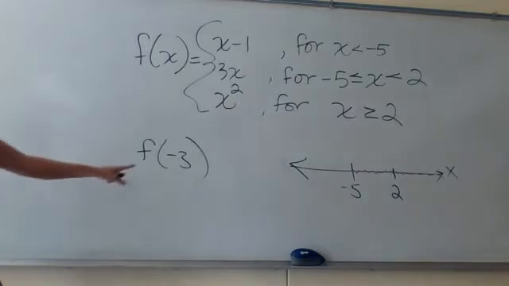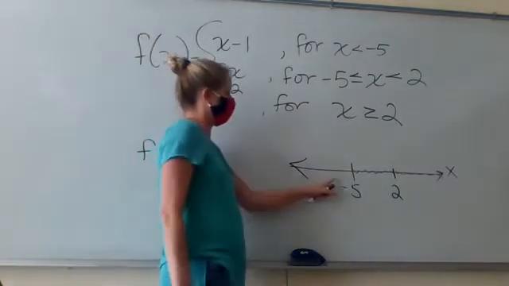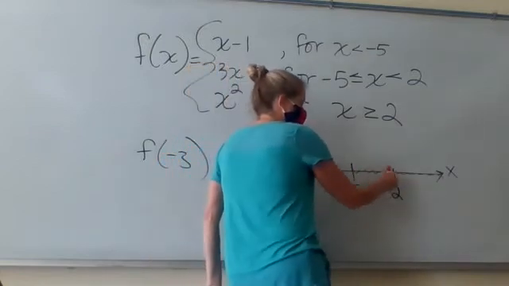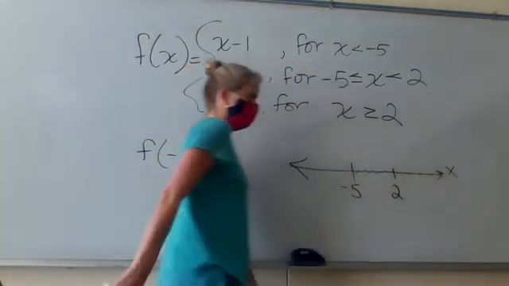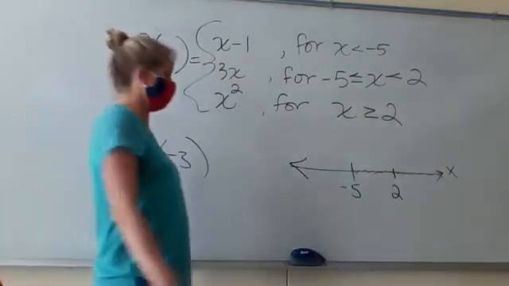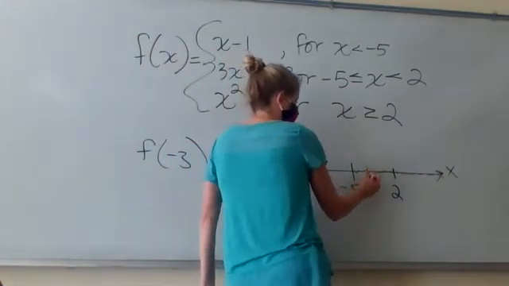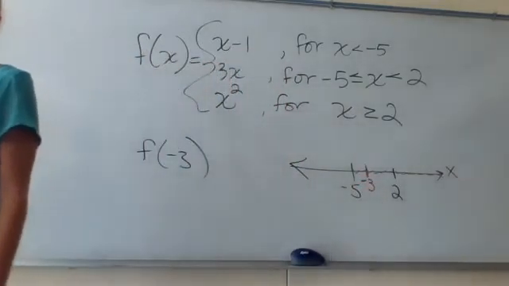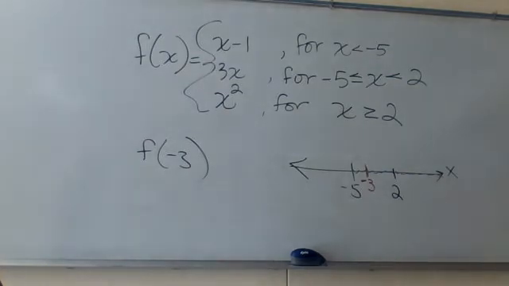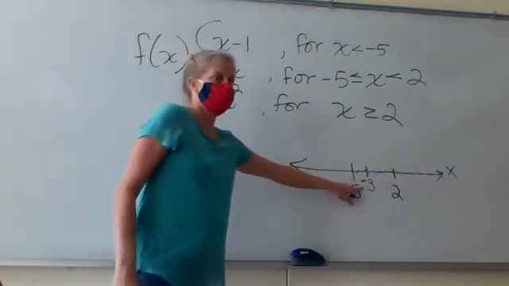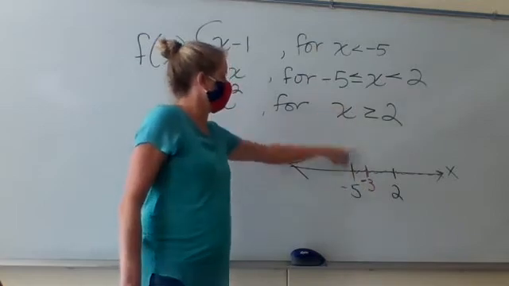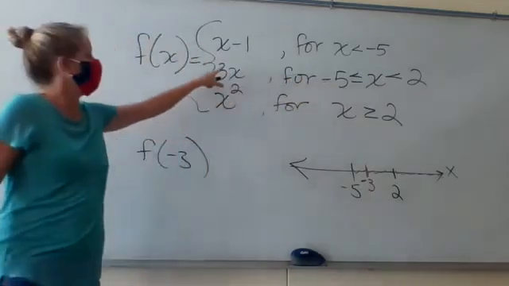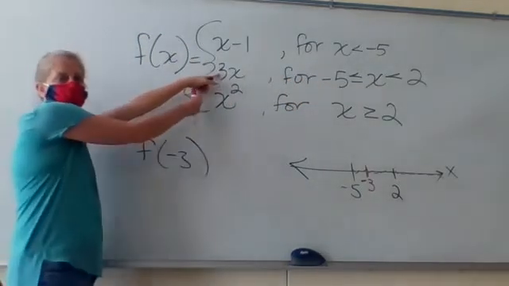So what is it wanting me to find? Negative 3. Where would negative 3 fall? Below negative 5, between negative 5 and 2, or above 2? It would go between the negative 5 and 2, right? Negative 3 will be somewhere about right there. So, what does that mean? If it's in this piece between the negative 5 and 2, it's in this part of your graph, the 3x part.